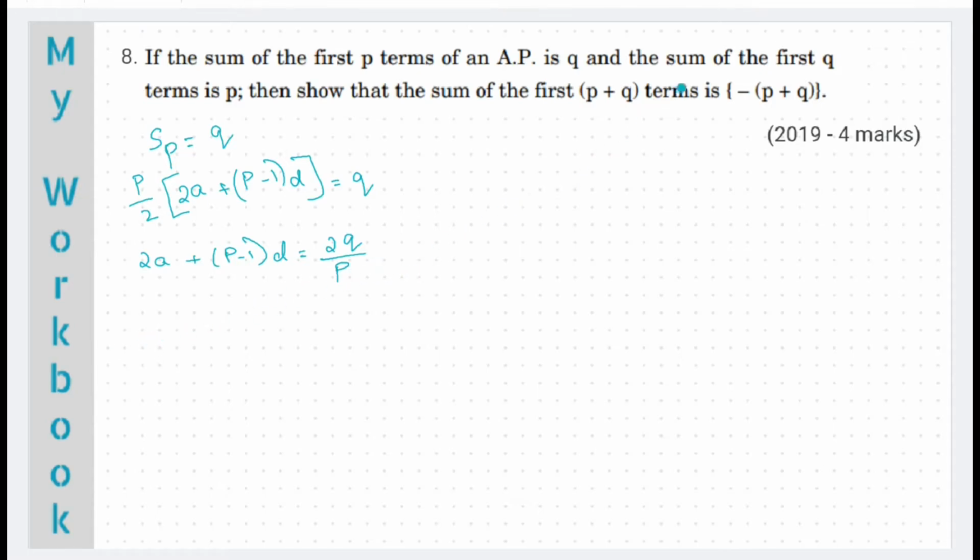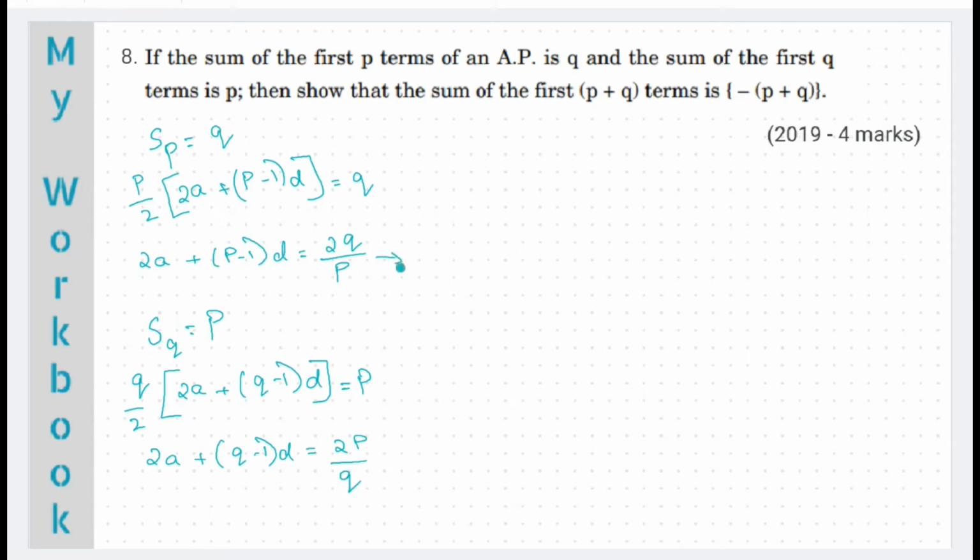Similarly, the sum of the first q terms is p. So S of q is equal to p. S of q, the sum of the first q terms, is written as q by 2 into 2a plus q minus 1 into d, which is equal to p. So we have an equation: 2a plus q minus 1 into d will be equal to 2p by q.